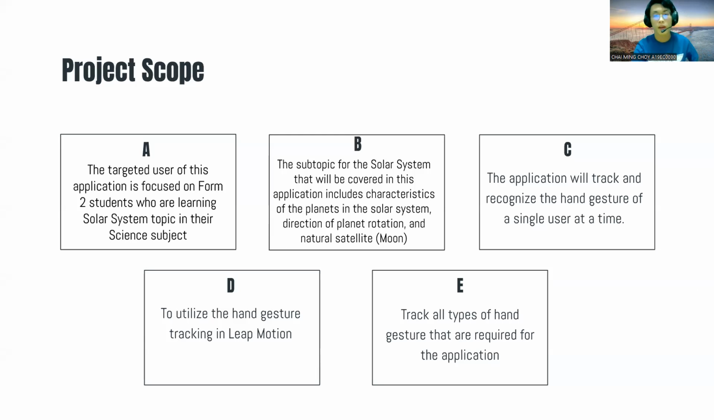For the project, there are five main project scopes. First, the target user of the application is focused on Form 2 students who are learning the solar system topic in their science subject. Second, the subtopics for the solar system that will be covered in this application include the characteristics of the planets in the solar system, direction of planet rotation, and natural satellite, which is the moon.